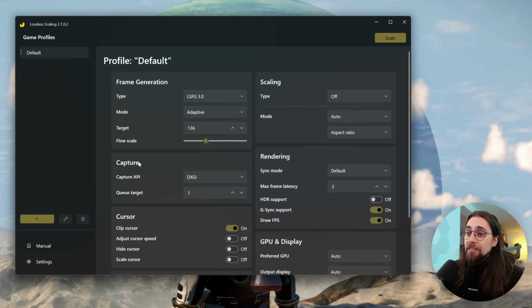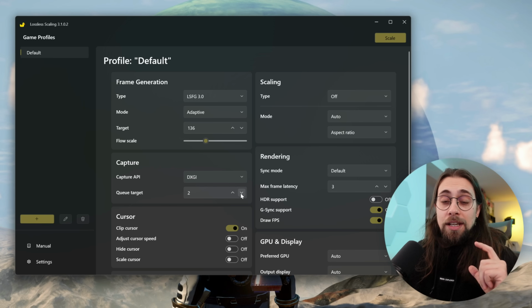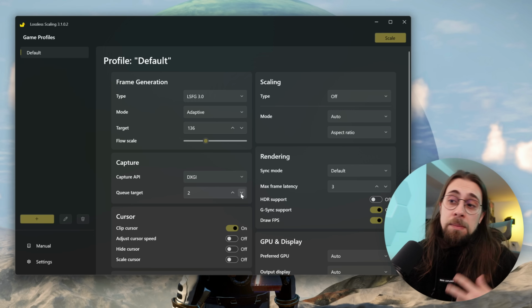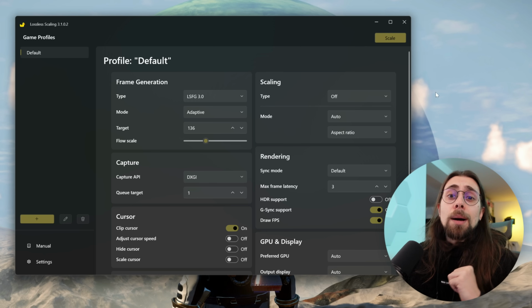And now on the software we have the capture option, and again the QE target, it is set automatically to 1, but you can set it to 2 again if you are running uncapped frame rates, or if you are, for example, upscaling, not generating frames from, let's say, 100 to 150, which goes below 2 times, which would be 200 FPS. So in that case, you want the QE target to be, let's say, 2 instead of just 1. If you are generating, let's say, from 50 to 150, then you're completely fine at 1. And now let's finally test some games like Kingdom Come Deliverance 2.